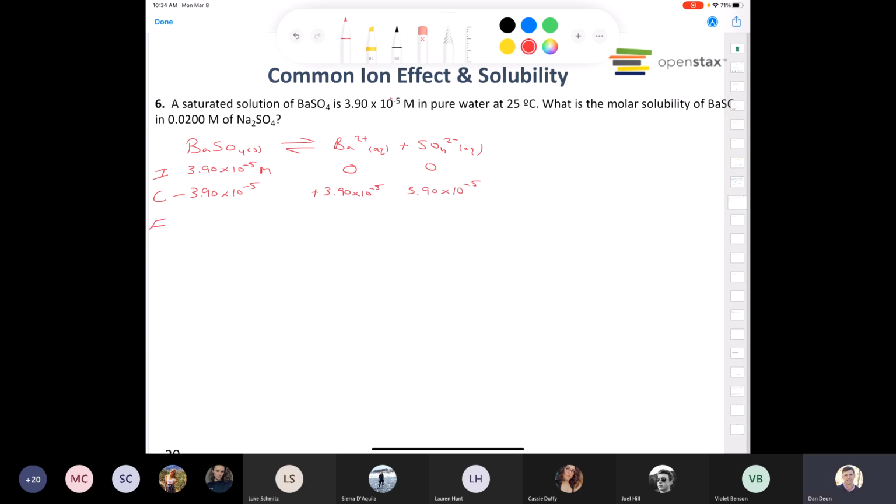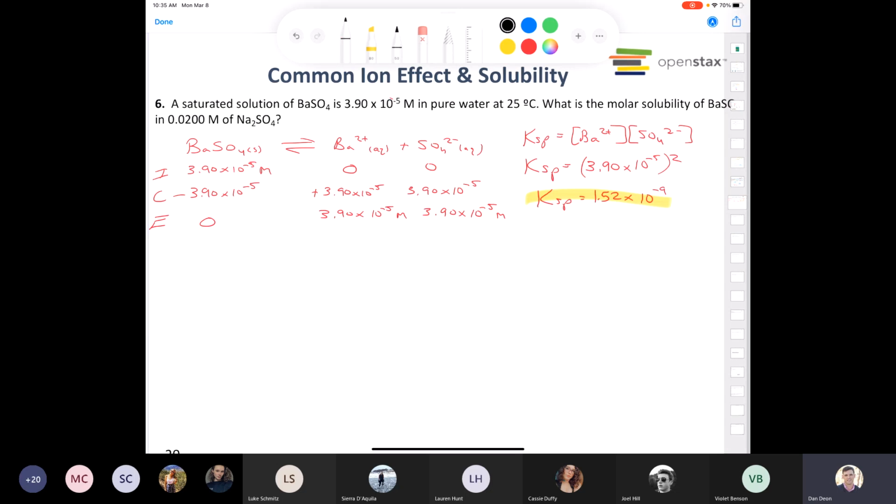Negative 5. And then at equilibrium, we don't have any of this, and then we have 3.90 times 10 to the negative 5 moles per liter, and the same concentration of sulfate. So I know you could all do this really quickly. The KSP is equal to the concentration of barium ions times the concentration of sulfate ions. You'll probably do it much faster than me. It is equal to 3.90 times 10 to the negative 5 squared. And you get that KSP for your barium sulfate is 1.52 times 10 to the negative 9. There we go. So we have our KSP. Let's move on from there.